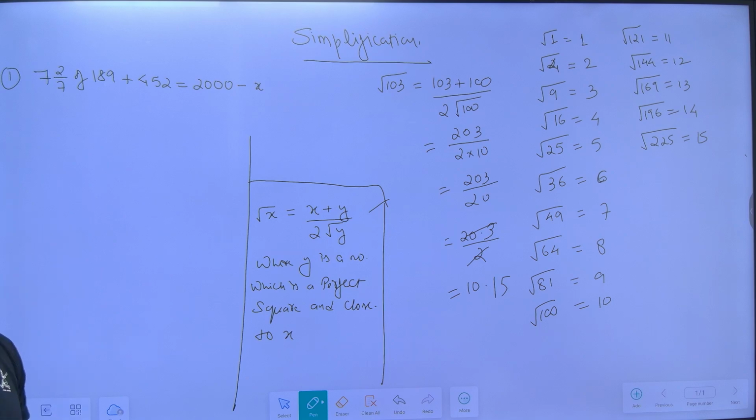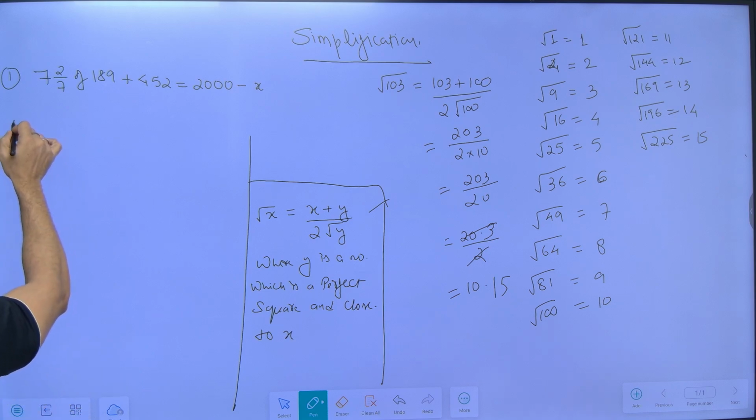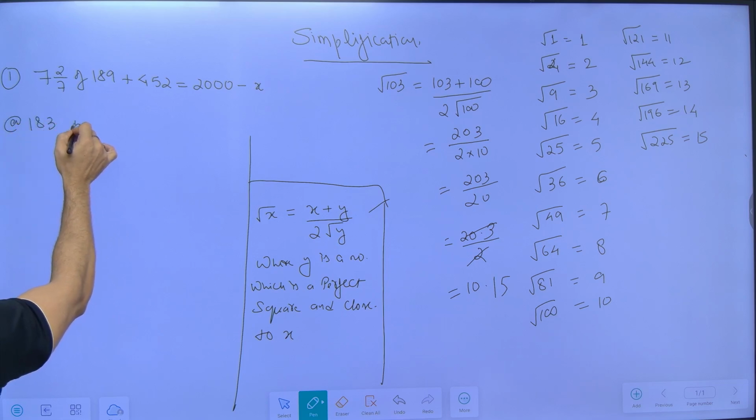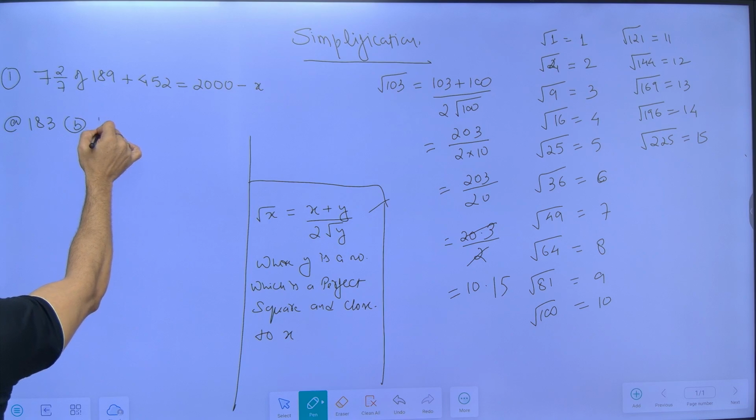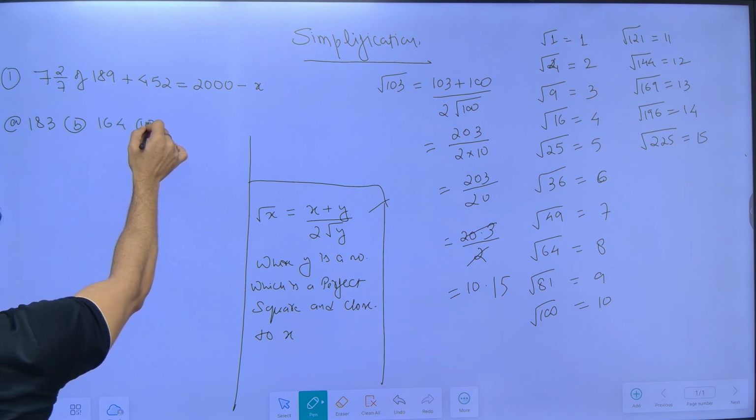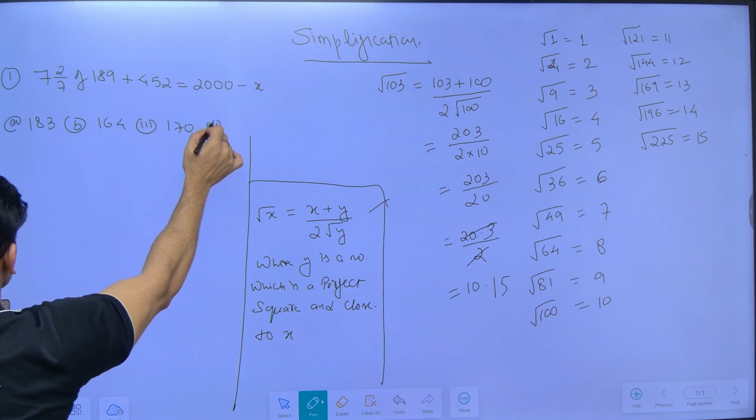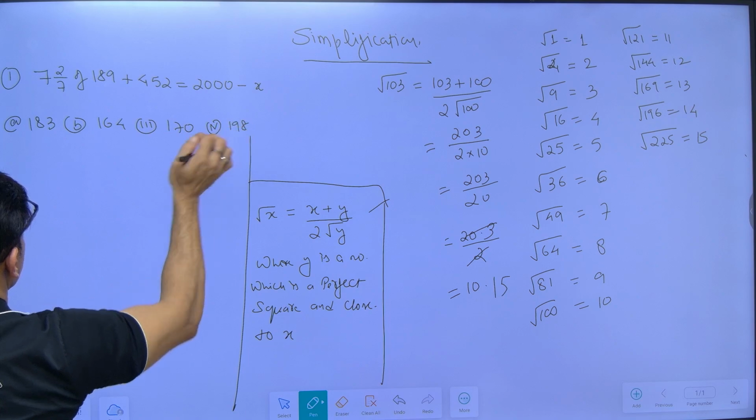In such cases, be very careful. Don't make any mistake. BODMAS wala mistake mat karna, otherwise your answer will be wrong. Second thing, when your options are very close, you have to be very careful. If your options are not very close, then you can make some guesses, right? Like in this case, the options are 183, 164, 170, 198, and last is none of these.